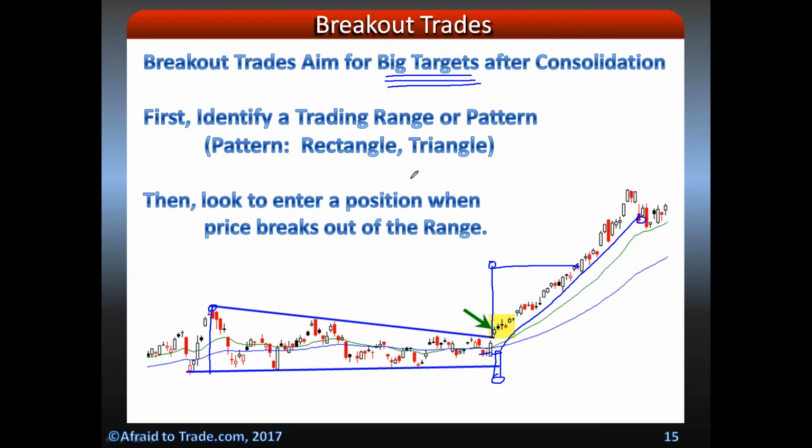So these are for gutsy traders. These are for experienced traders, maybe even options, because that way you can just put a trade on and let the option go, but that's another strategy, another discussion. So that's basically the setup for that.